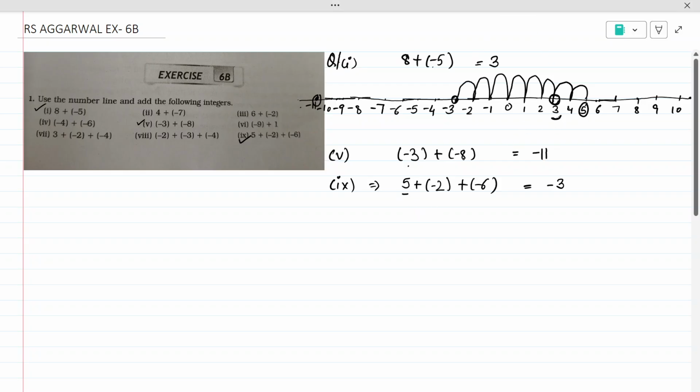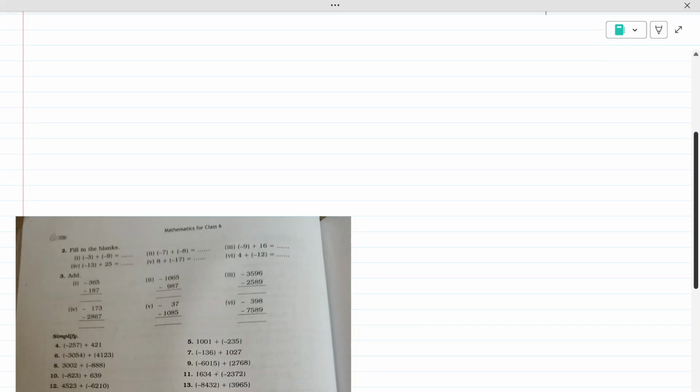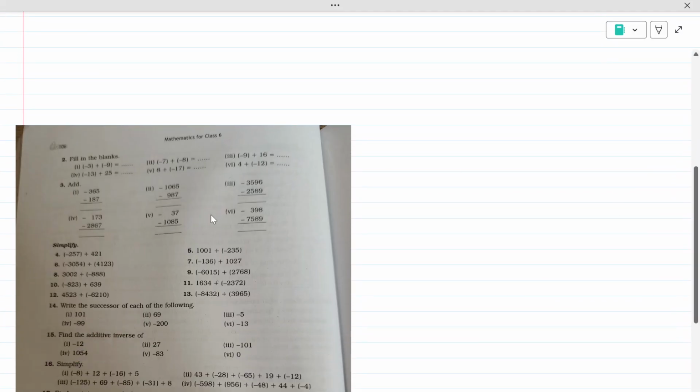First, we are taking 2 steps backward using this minus 2, and then for this minus 6, we are taking 6 more steps backward, and we have reached this point. Okay, we are at minus 3 now. So similarly, kids, you have to do the other questions as well. Okay. And now let us move to the next question, fill in the blanks.